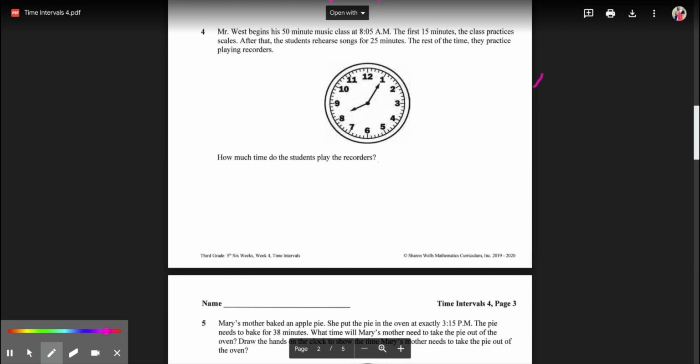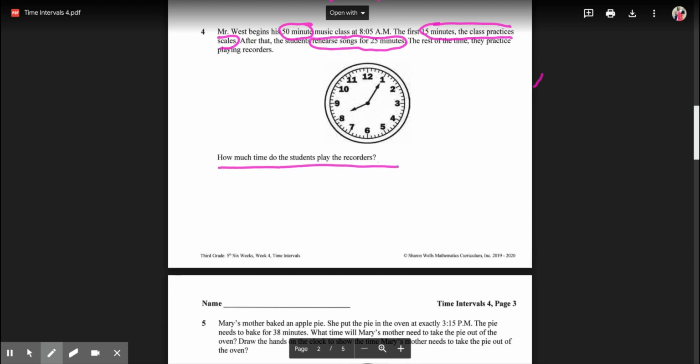All right, so let's look at some important information here. Mr. West begins his 50-minute music class at 8:05. So we know that the music class is 50 minutes total. They're starting at 8:05, and so the clock is starting at 8:05. The first 15 minutes, they practice scales. After that, they rehearse songs for 25 minutes. The rest of that 50 minutes is spent practicing recorders. So they just want to know how much time do they get to practice recorders?